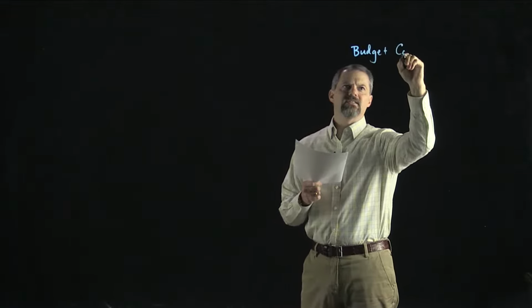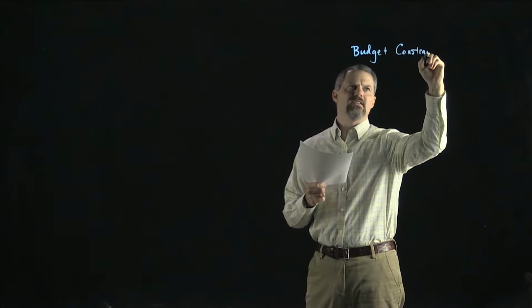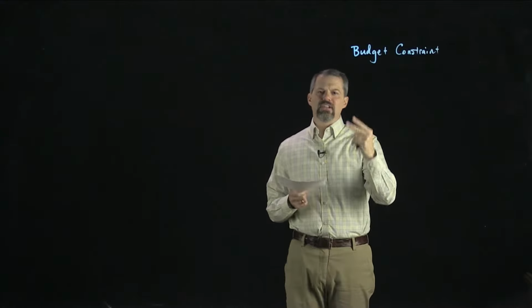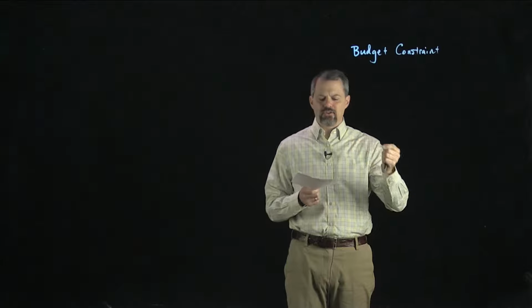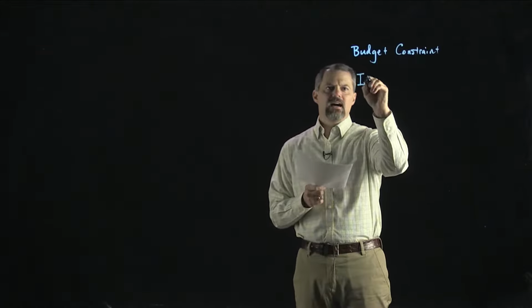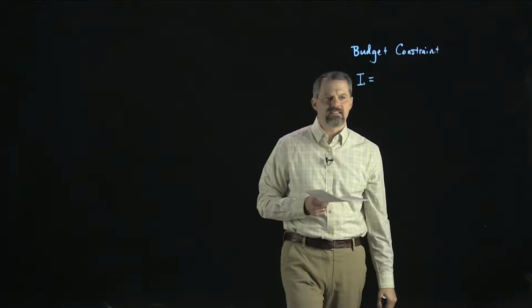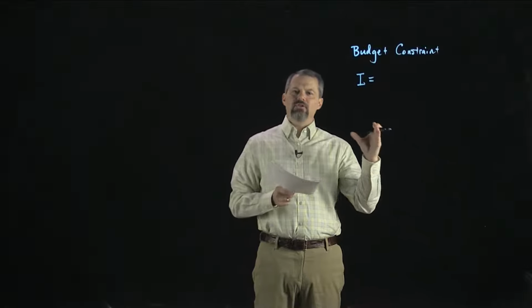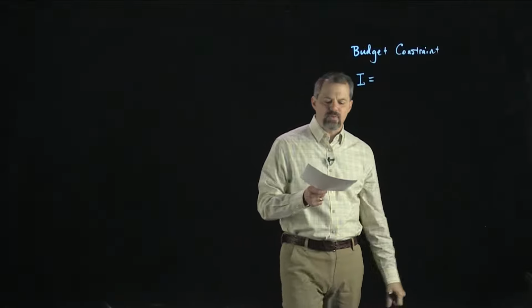So let's think about what the budget constraint looks like. The budget constraint simply says that you can't spend more money than you have. And there are only two things to spend money on, good X and good Y. So the budget constraint is going to look like this. I, which I'll use to designate income, the amount of income that you have, has to be spread between the amount you spend on good X and the amount you spend on good Y.